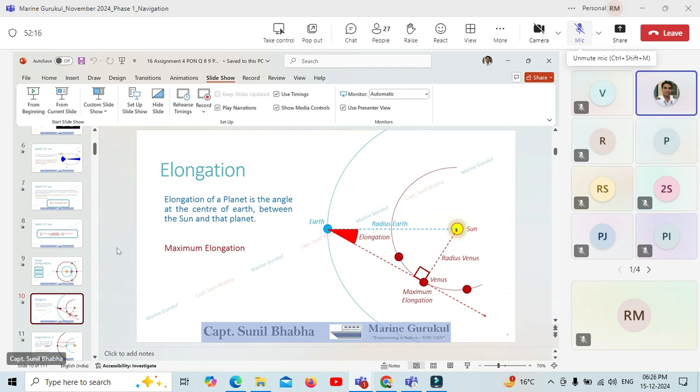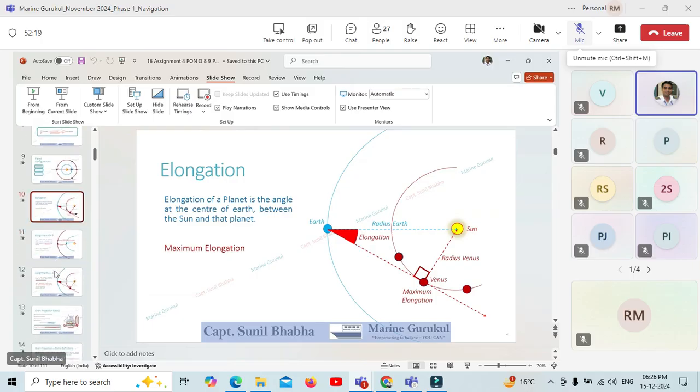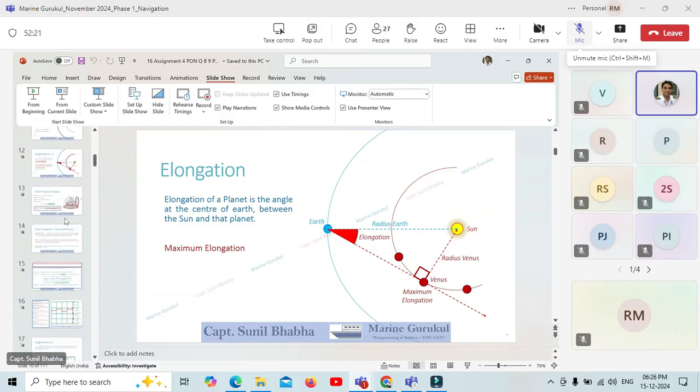So these were the concepts of Kepler's laws. Now let me take you to the fundamentals of chart construction.